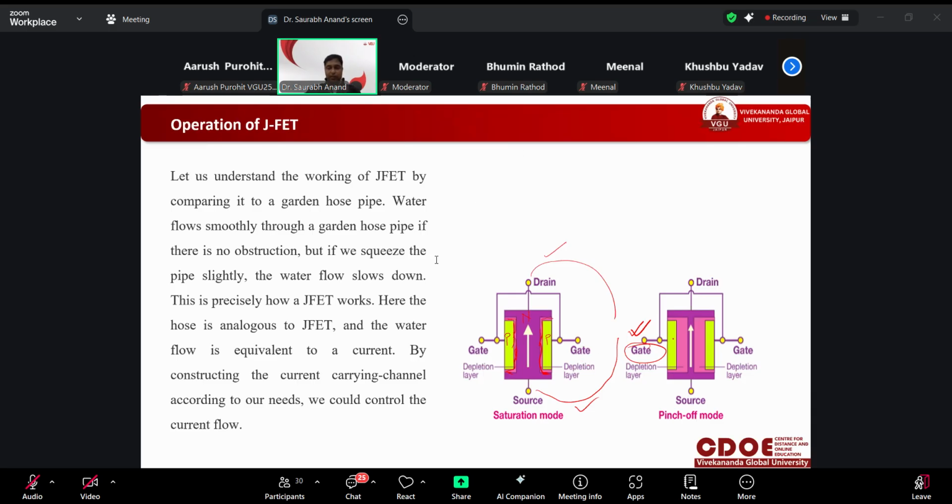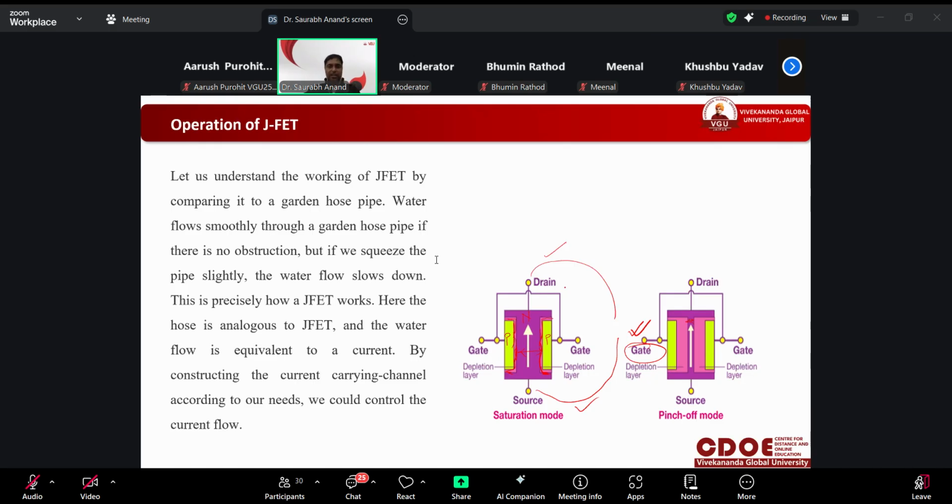According to the voltage applied, you can see here this width is more, it is wider, but this is very narrow. If it is wider, more charge carriers will move between drain and source. If it is narrow, then fewer charge carriers will flow between drain and source. Depending upon the number of charge carriers flowing, there will be high or low current. So we are controlling the current by voltage.